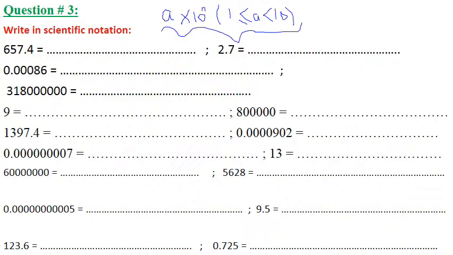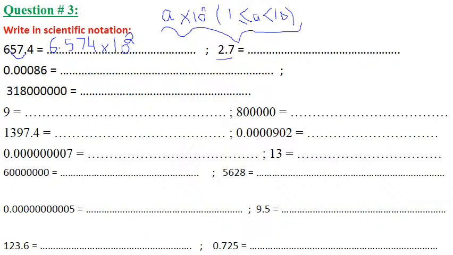657.4. We ask, is 657 a number between 1 and 10? No. Let's make it. To make it, we should move the point from here to between 6 and 5. So we will get the number between 1 and 10, which is 6.574. Also, we should multiply by a power of 10. This should be a positive power of 10 because we have no zeros to the left of the point. We have moved the point 2 digits, so it is 10 to the power 2.